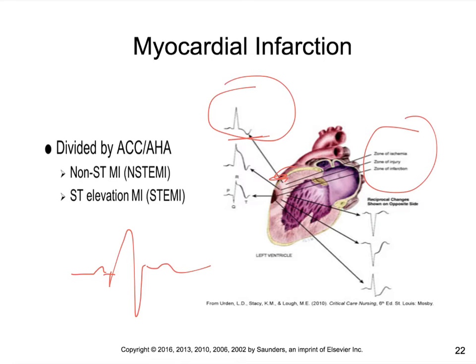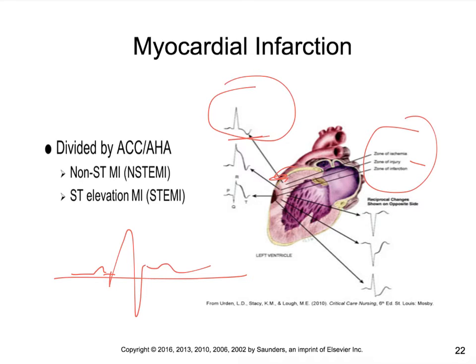So this is a somewhat normal EKG anyway, and then this is what it would begin to look like if there's ischemia. If injury is starting to occur, so now the blood flow is blocked so much that the patient is experiencing so much deprivation of oxygen and blood flow to an area of the heart, it's starting to show injury.